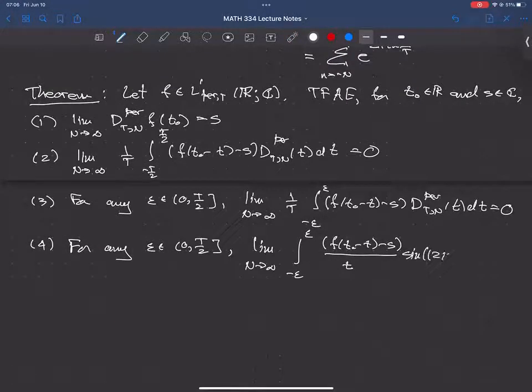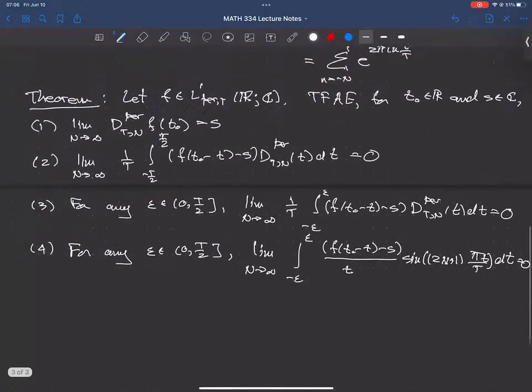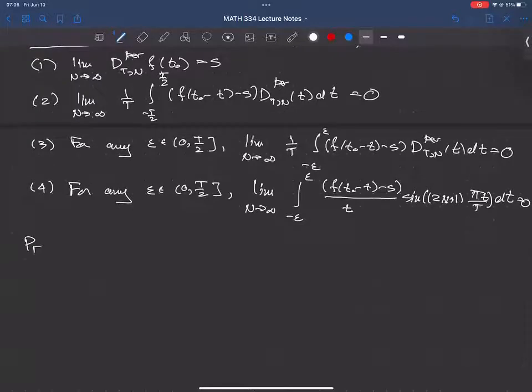Sine of 2n plus 1 pi t over t dt is equal to 0. Those are the four equivalent statements that we're going to work with, and we'll talk about how valuable these statements are and what they tell us and what they don't tell us. But first let's prove this. Parts of it are easy to give exact proofs for. Other parts of it we'll just wave our hands a tiny bit.